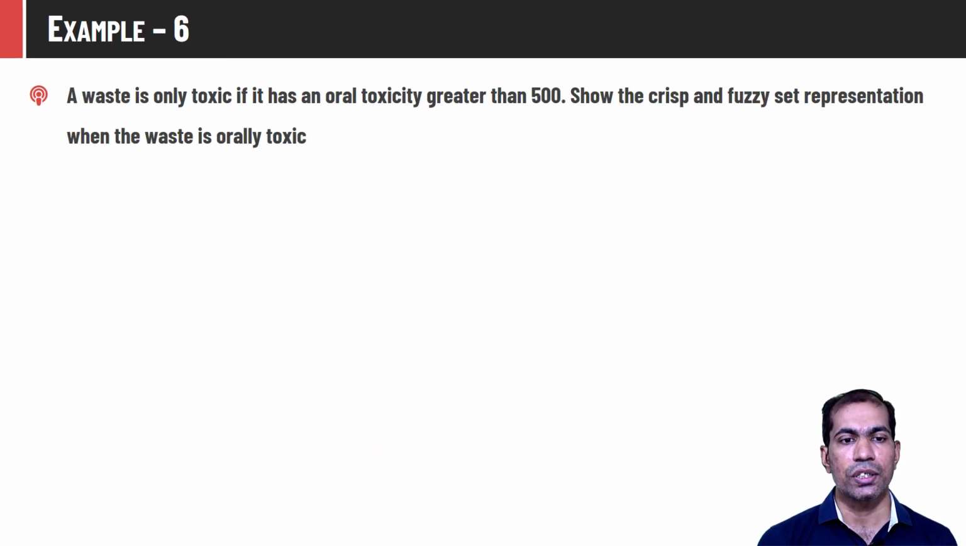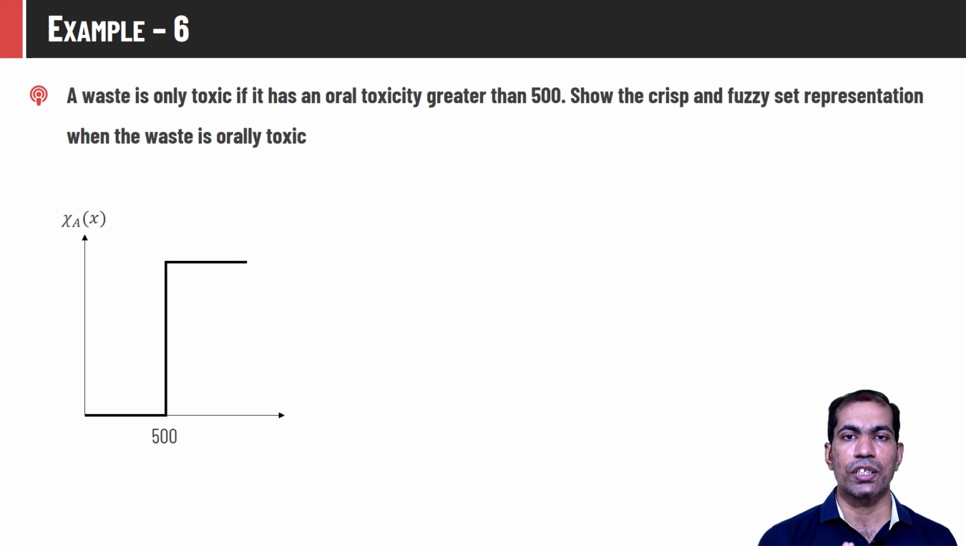A waste is only toxic if it has an oral toxicity greater than 500. If we try to model it using fuzzy and crisp representation, then a crisp set has a fixed boundary. If the toxicity is above 500, classify it as a toxic element, and if it is less than 500, then classify it as a non-toxic element. So an element having toxicity 499 will be treated as safe in the case of a crisp set, but we all know that that is not true.